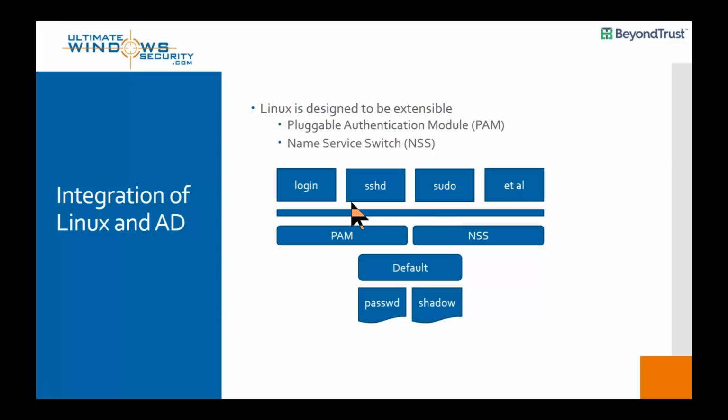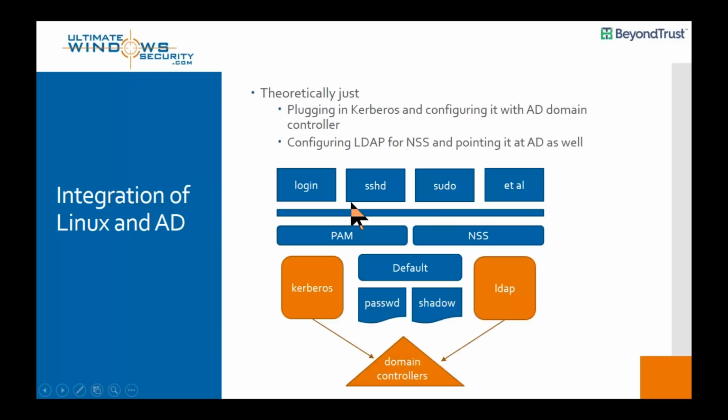Now, what makes integration with AD possible? In almost all cases, certainly all modern integrations, we are plugging Kerberos into PAM. So we've got a Kerberos module for the pluggable authentication module architecture, and NSS is using LDAP, and both of these are talking to Active Directory. So to get information about users and groups, NSS would be going to domain controllers, and Kerberos for the authentication part.